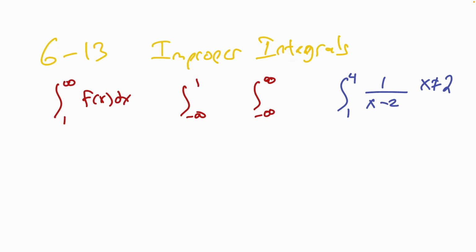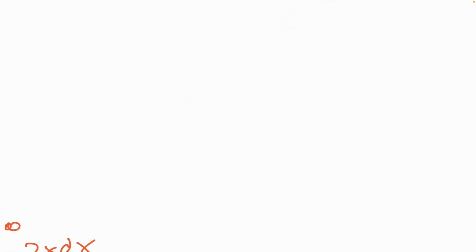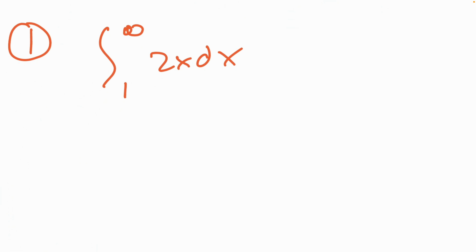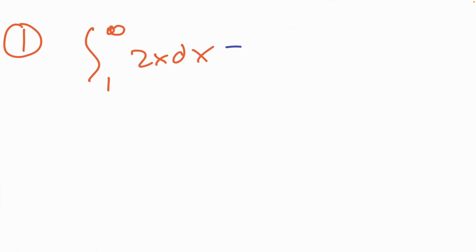So we're going to figure out how to evaluate these, and we're going to look at 4 examples. And here is the first one. The integral from 1 to infinity of 2x dx. Since we cannot evaluate an integral at infinity, we're going to use limits. And so we'll draw a little arrow here to show that we're leading to this new thought.